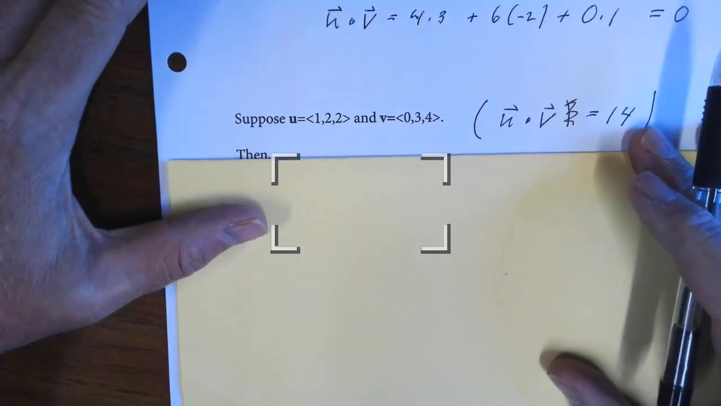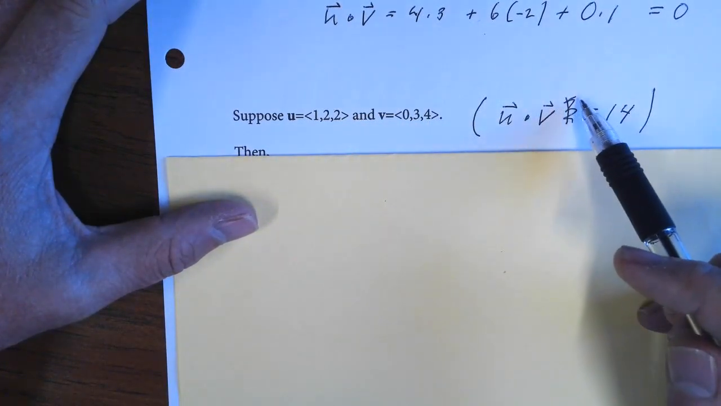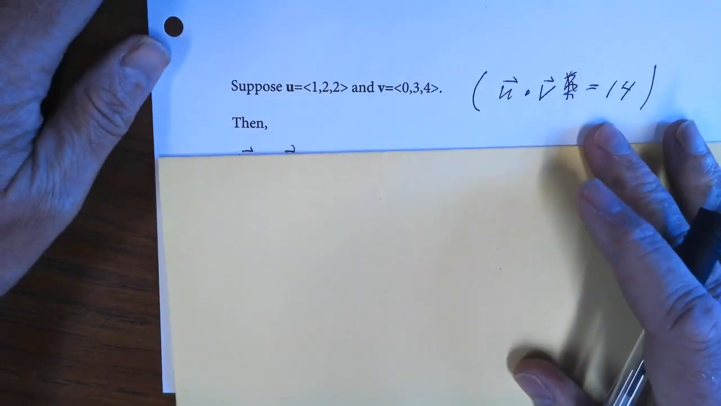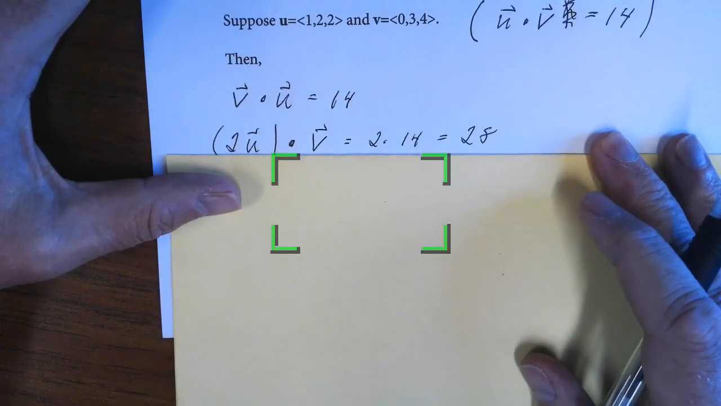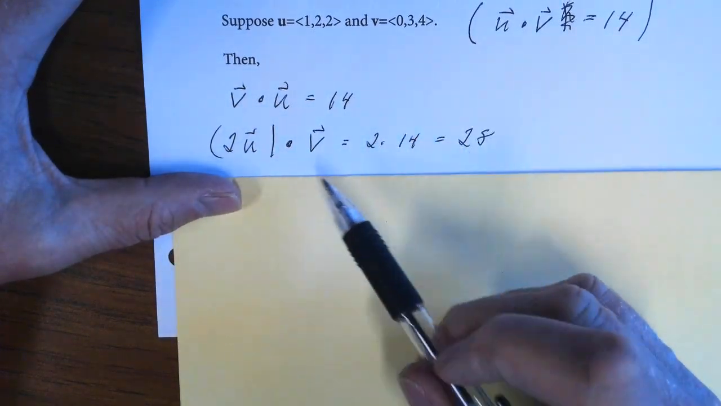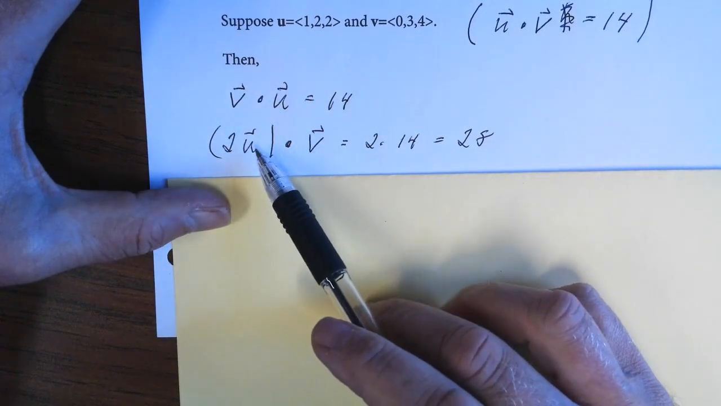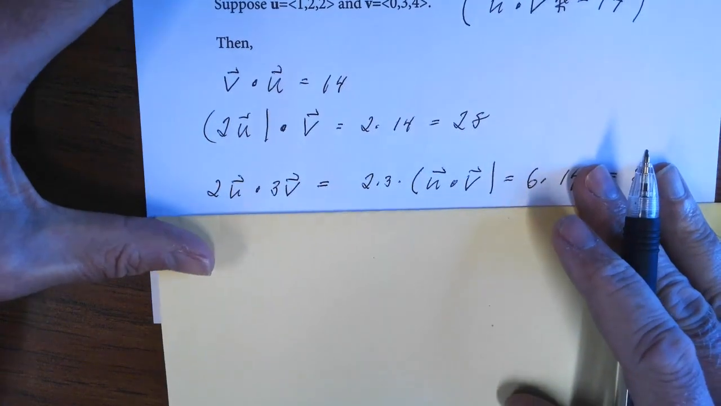Let's go back to the vectors on the previous page, 1, 2, 2, and 0, 3, 4. We saw there that the dot product of u and v was equal to 14. So what would the dot product of 2u and v be? Well, the bilinearity property says that we can factor this 2 out, and we'd have nothing more than 2 times the dot product of u and v, 2 times 14, which is 28.